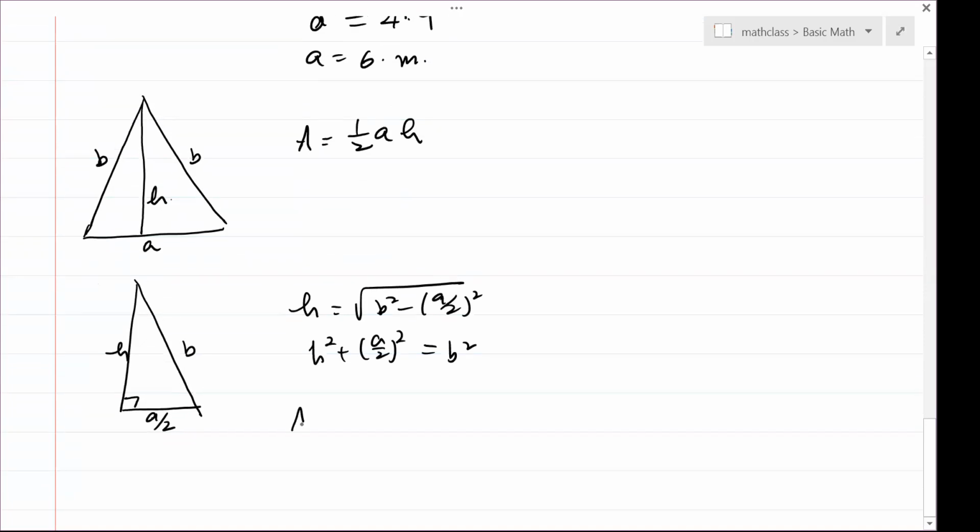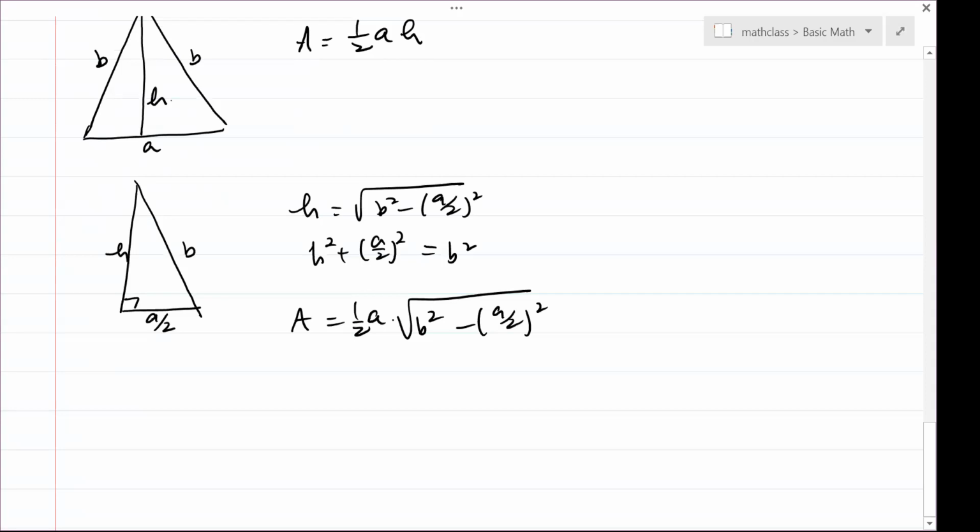So therefore, area is going to be half of A times that. That's more complicated than what you thought, right? Anyway, you can derive the formula by yourself. So if you have an isosceles triangle, if you know the base and the edge length, you can get the formula. Now for the problem, if you just know the height and you know the area, then you can easily find the base.